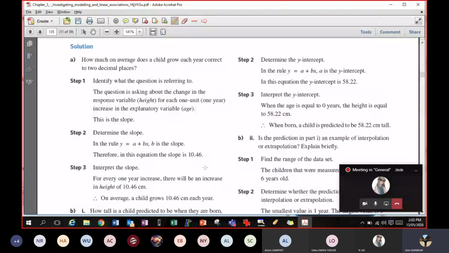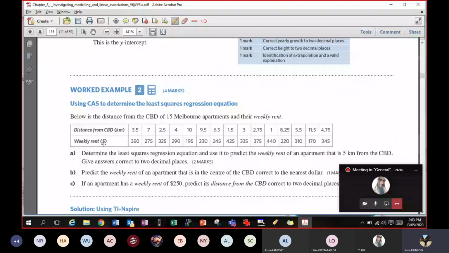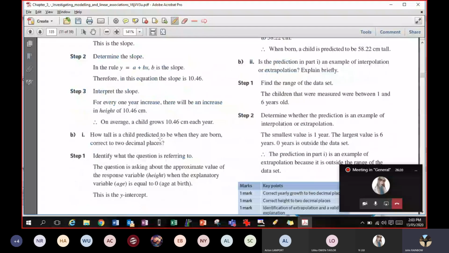You put in your data, you do a lin reg, you got to know which one's your x and y axis, which we've already determined with that. And then really it's about using that line to do some predictions. So how can you do that on your CAS? There's a few easy things.